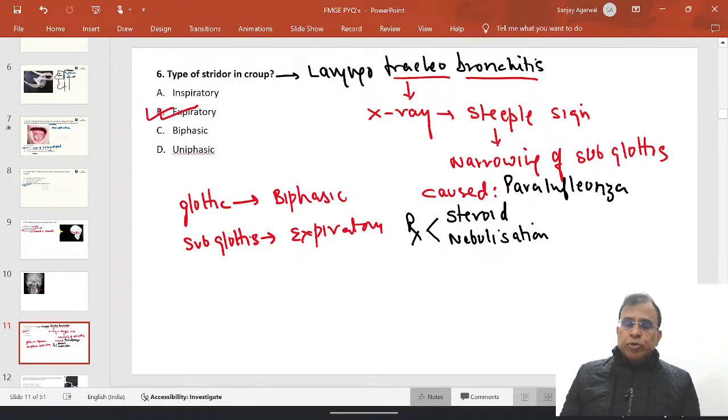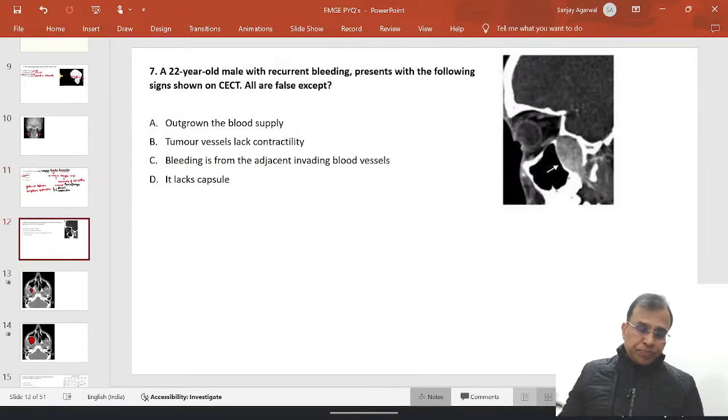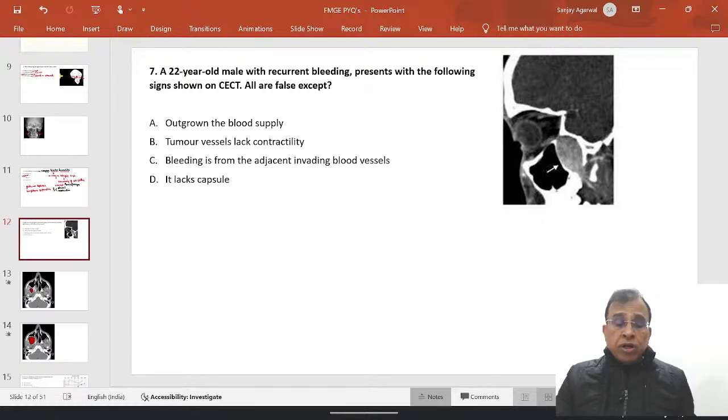So these are the important points about croup, and it's a very popular question actually for you. Okay, another question. A 22-year-old male with recurrent nasal bleeding with the following sign is shown in CT scan. So all are false except, so 3 are true, all are false.